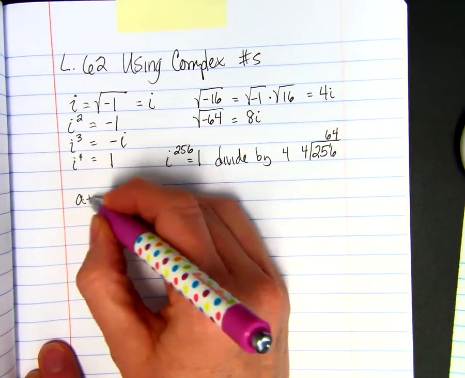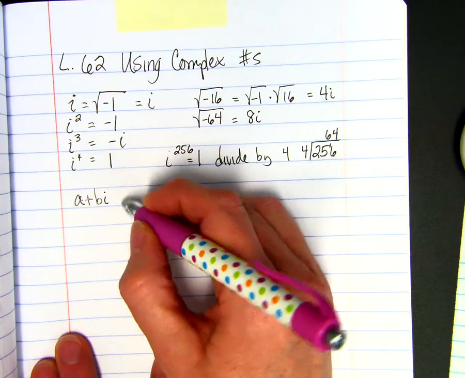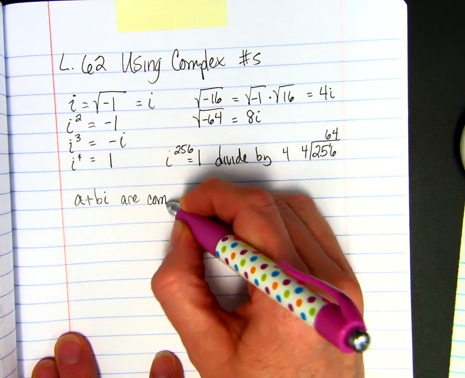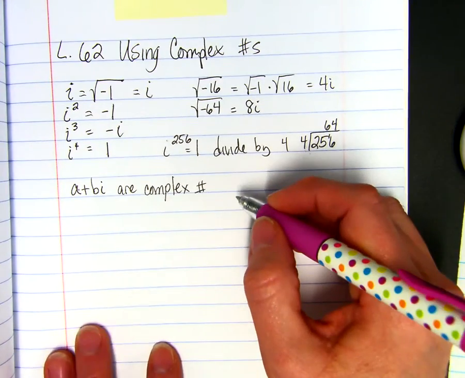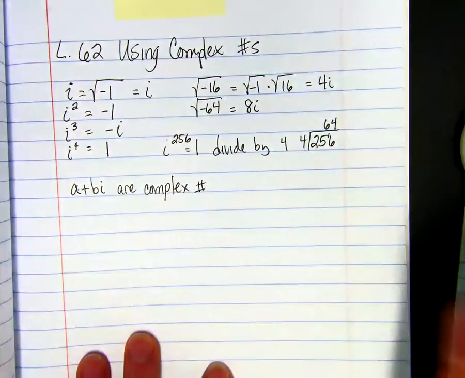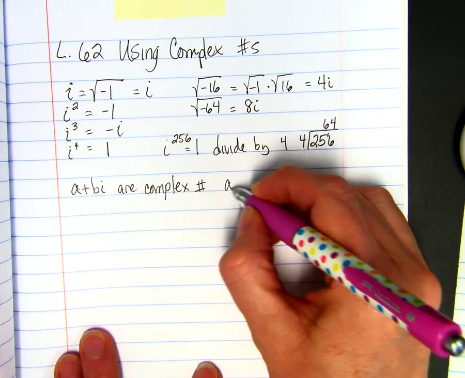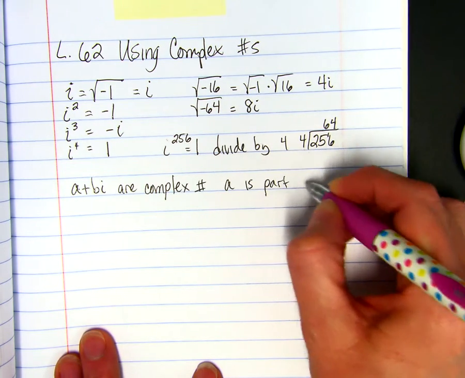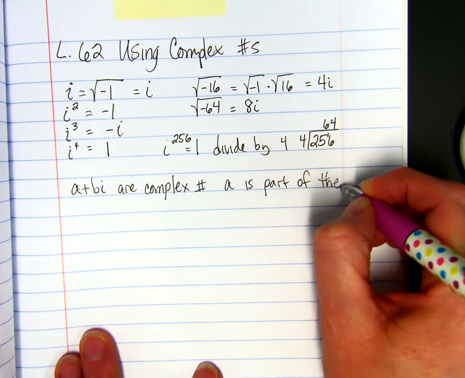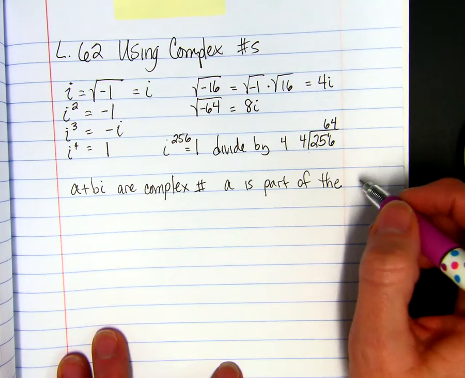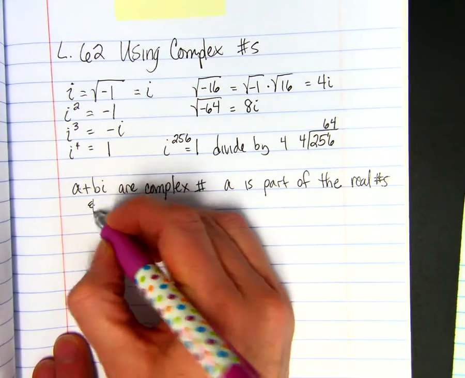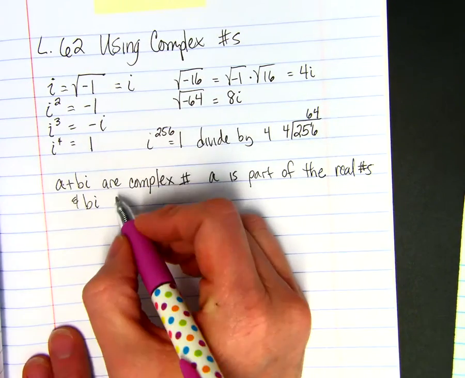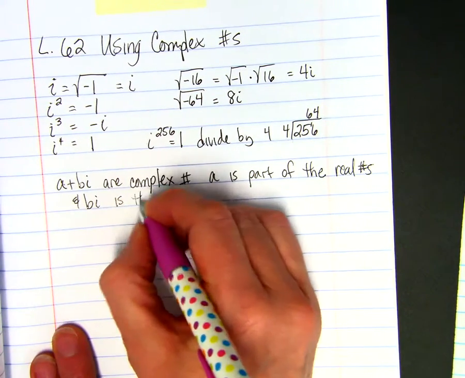So a plus bi are complex numbers. All real numbers are in the complex number system. So a is part of the real numbers, and bi is the imaginary part.